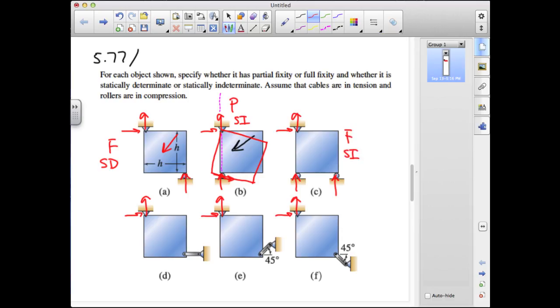In cases D, E, and F, we have short links on the bottom right, and these are pin-supported members with no intermediate forces. So these are going to be two force members, and the line of action of the force that's transmitted by that member will go between the pins. So in case D, the support reaction is like this, and in E, it's like this. And in both of those cases, we have n equals 3, and we have a statically determinate problem with full fixity. So both of these are full and statically determinate.